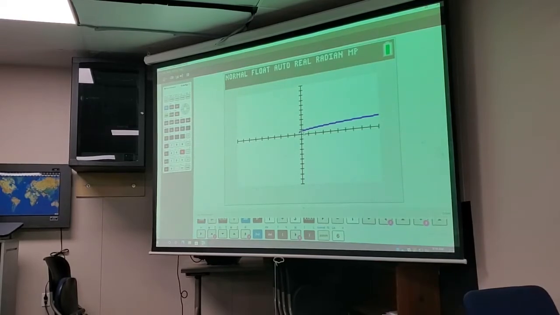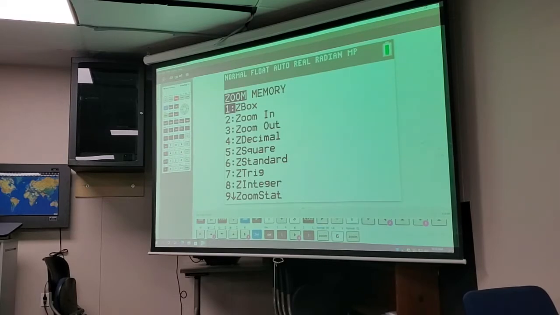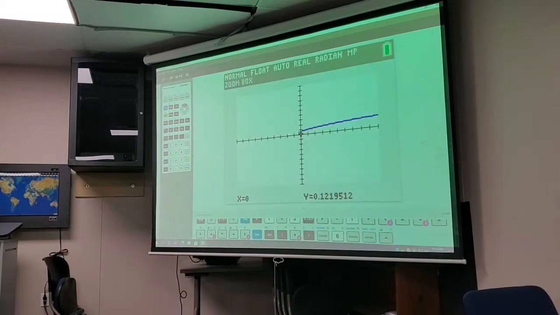I don't know what it looks like on your calculators. Does it look like that? Yours might have better resolution than mine. Does it look like it goes straight through? Okay, it's all right. My poor little one, for some reason, has bad resolution. So let me zoom in on that. I'm going to do a zoom box. Have we done that before? Good old zoom box. Go up, hit a corner, and then open my box up.